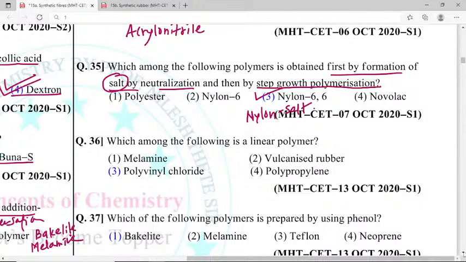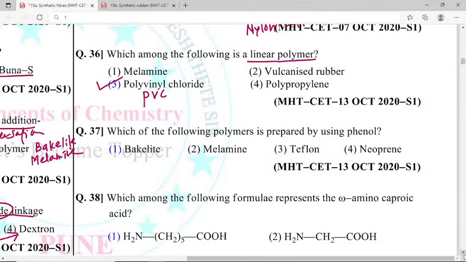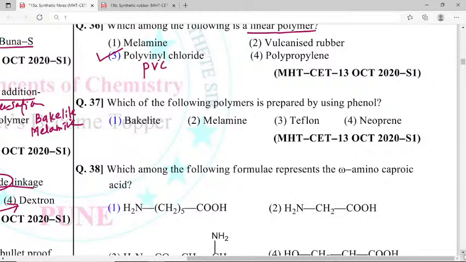Which among the following is a linear polymer? So what is the linear polymer here? PVC, polyvinyl chloride, is a linear polymer. Melamine, vulcanized rubber and polypropylene are also called branched or cross-linked. Melamine is cross-linked, vulcanized rubber is cross-linked, and polypropylene is a branched polymer.